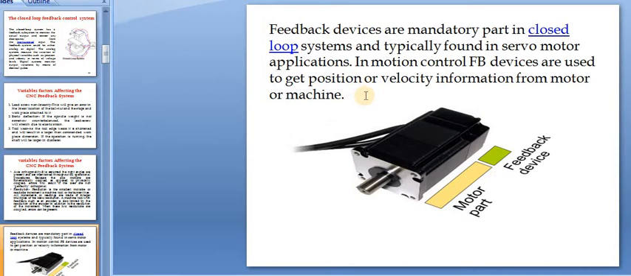So what feedback devices are used in the CNC feedback system? Feedback devices are a mandatory part of a closed loop system, because we already discussed that a closed loop system is used, and typically found in servo motor applications. In motion control, feedback devices are used to get the position or velocity information from the motor or machine. Generally, in this advanced technology, half or more than half is the motor part, and the remaining part is the feedback device.